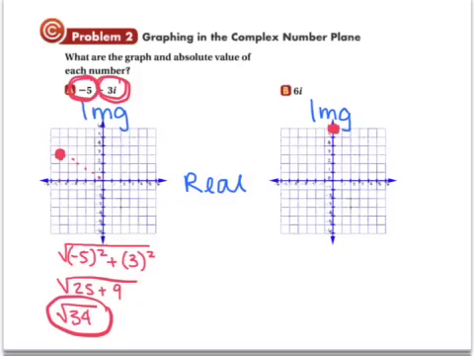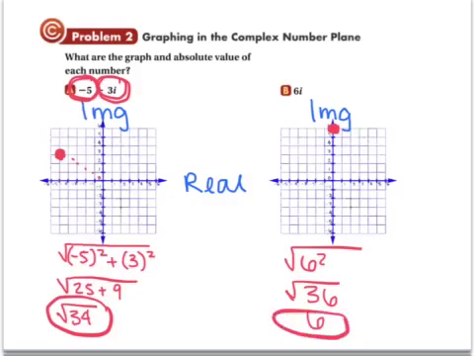Okay, now if we're trying to find the absolute value, we would take the square root of 6 squared. That's the square root of 36, which is just 6. And guess what? We really didn't even need to do that. Because think about what we just found. We found the distance our point is from the origin. Well, duh. We knew that. 1, 2, 3, 4, 5, 6.